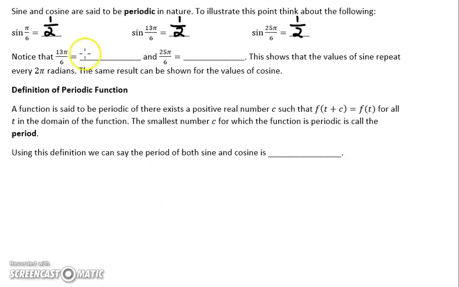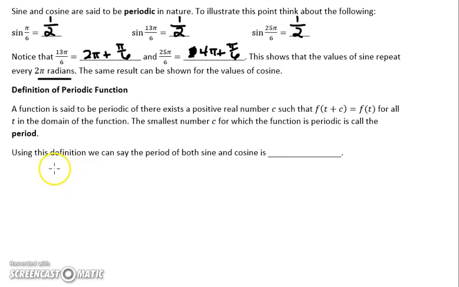So what we want to notice is the fact that 13 pi over 6 is really 2 pi plus pi over 6. So once around the unit circle plus that pi over 6. 25 pi over 6, oops, not 2, but 4 pi plus pi over 6. So this is going to show that sine is going to repeat every 2 pi radians. If you wanted to do the same thing with cosine, you could do that as well.